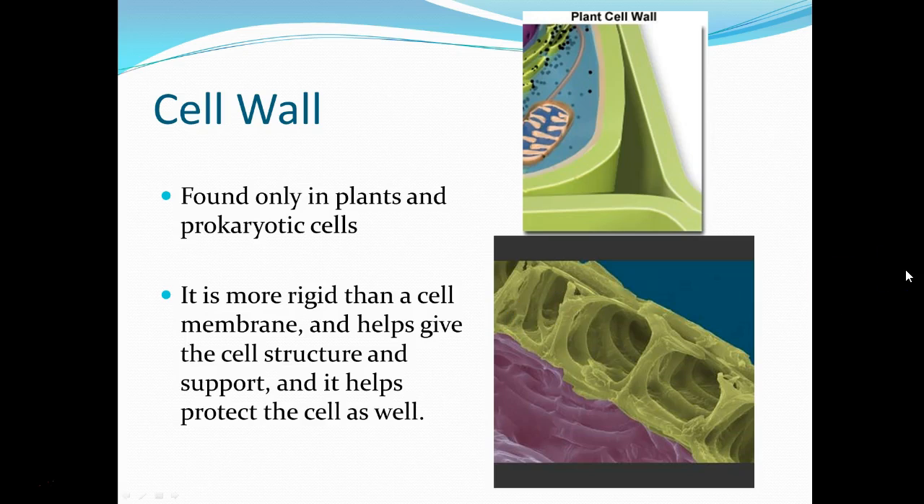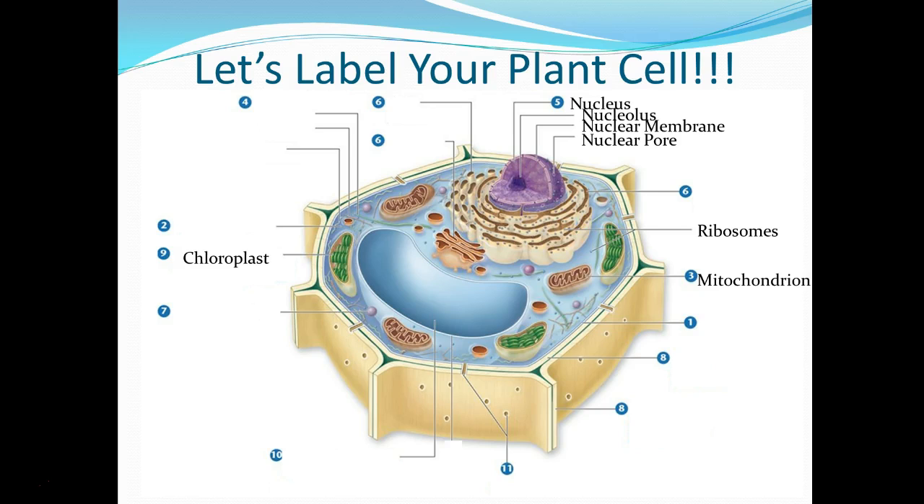A cell wall. Cell walls are only found in plant cells and in bacterial cells and in fungus cells. Now that's omitted here from the notes, but you might want to add that in. So found in plants, prokaryotes, and fungi. You can see here's an electron microscope photograph of a cell wall, and it provides a lot more structure and rigidity. It's thicker than a cell membrane, so it provides some protection for the cell.